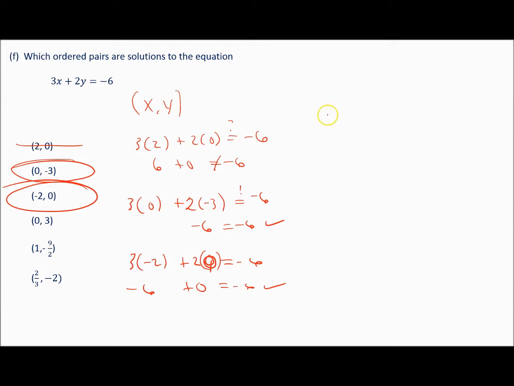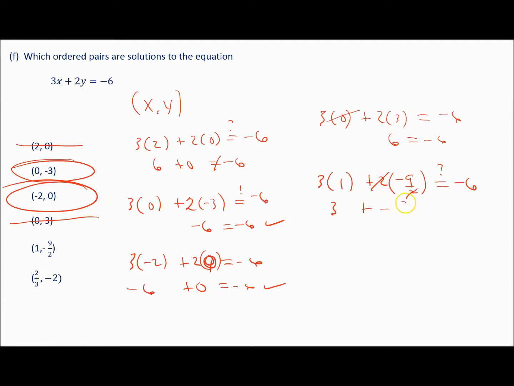Let's try 0, 3. So 3 times 0 for x plus 2 times 3 for y. Is that equal to -6? It is not, because that's 0 plus 6. Is 6 equal to -6? Nope, not a solution. Now we've got a fraction. Is that okay? It can be. So 3 times 1 is my x value, plus 2 times my y value, -9/2. Is that equal to -6? That is the question. 3 plus, now these twos cancel, 3 plus -9, is that equal to -6? And it is. So that is a solution.